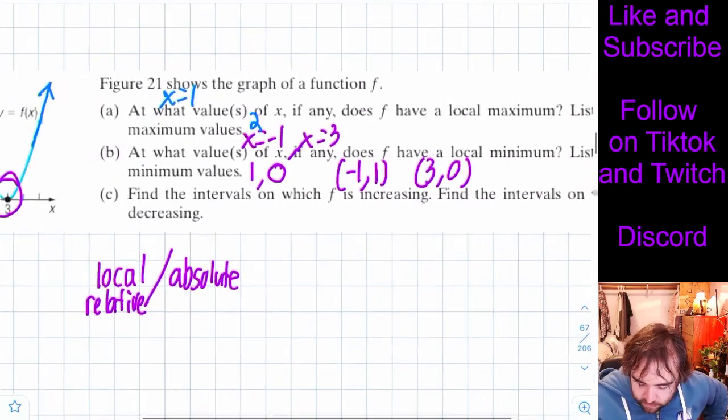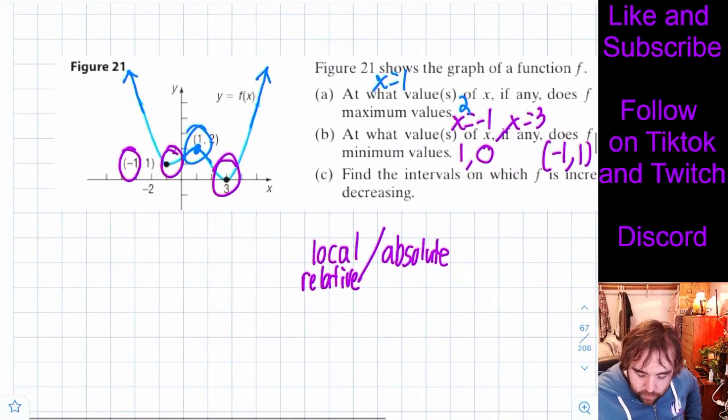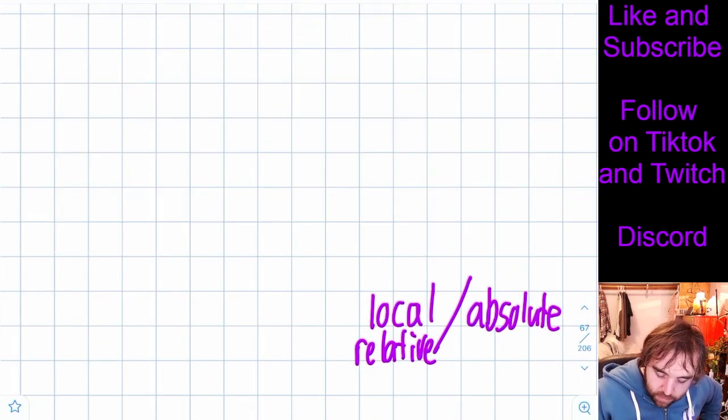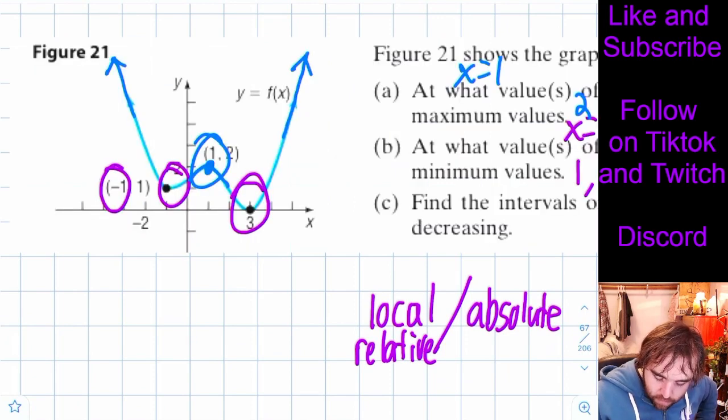So then lastly, just like we did in the last question, find the intervals where it's increasing and decreasing. Let's clean up the graph a little. So, not delete it.